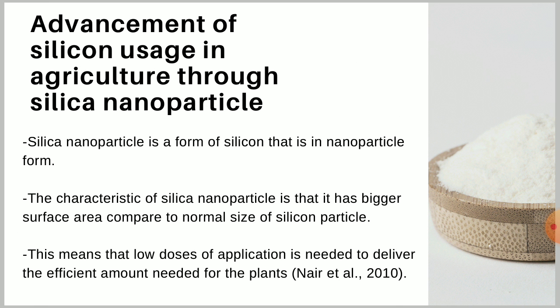Moving on to the next slide is the advancement of silicon usage in agriculture through silica nanoparticle. First, I will explain the advancement, in which silica nanoparticle is a form of silicon that is in nanoparticle form. The characteristic of nanoparticle is that it has bigger surface area compared to normal size of silicon particle. This means that low doses of application are needed to deliver the efficient amount needed for the plants.